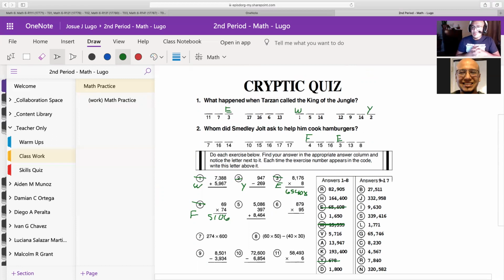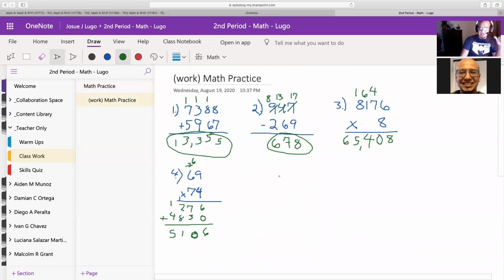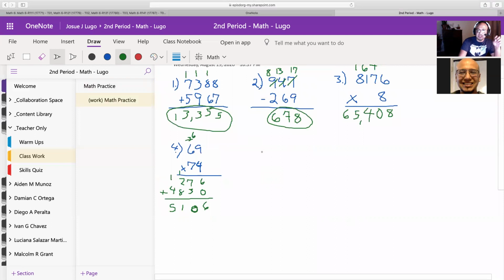So that's going to work for most of you. You're going to be able to do your work here. So it's going to be under math practice. And ladies and gentlemen, I have to see all of your numbers.